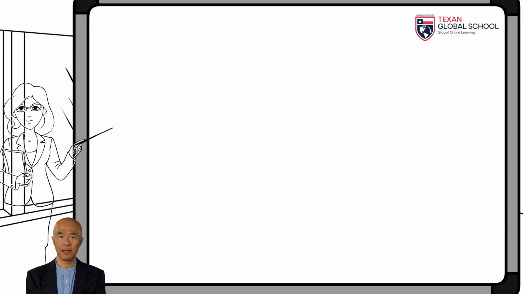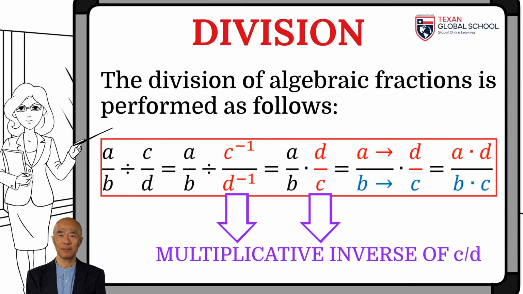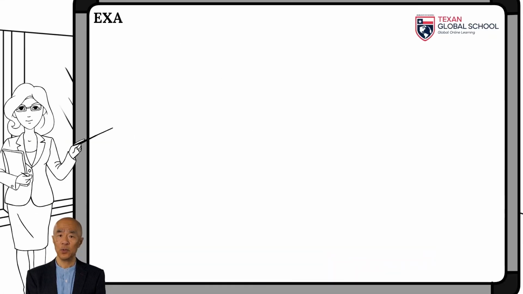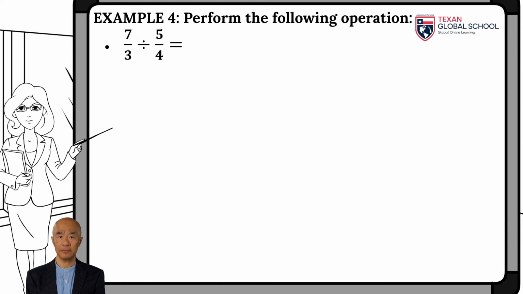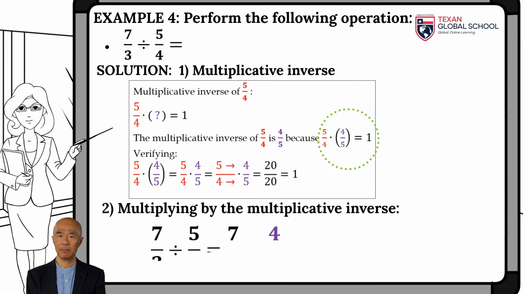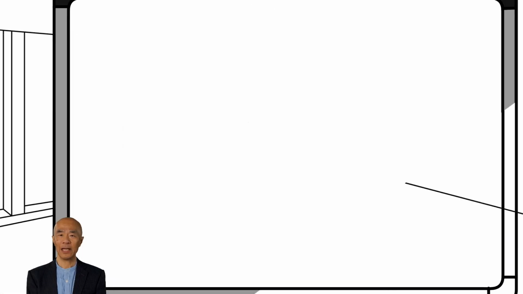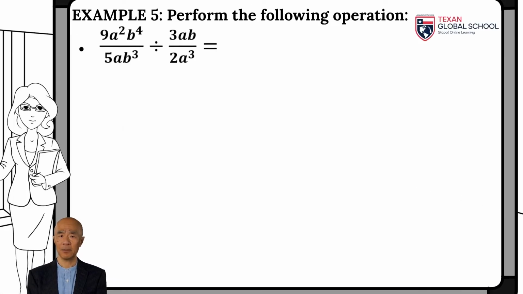On the other hand, the division of algebraic fractions is performed by obtaining the multiplicative inverse of the divisor, and then doing direct multiplication, numerator with numerator and denominator with denominator. In this example, we will divide 7/3 by 5/4. We first find the multiplicative inverse of 5/4, which is 4/5, since if we multiply 5/4 by 4/5 results 1. Once the multiplicative inverse is obtained, we multiply 7/3 by 4/5. We then get 28/15.